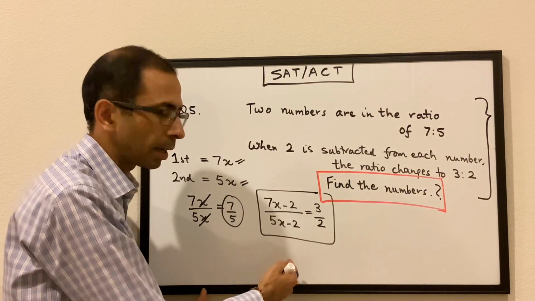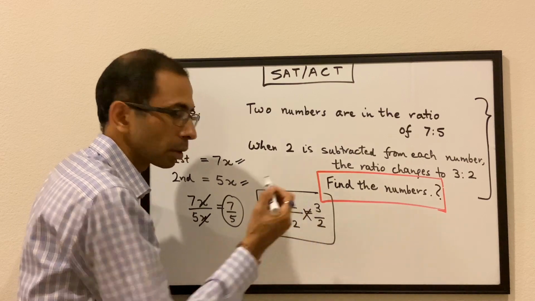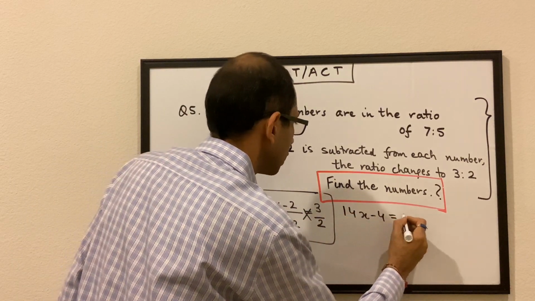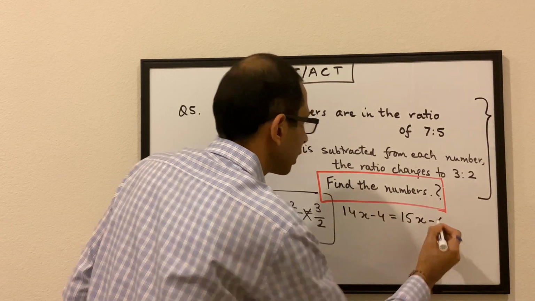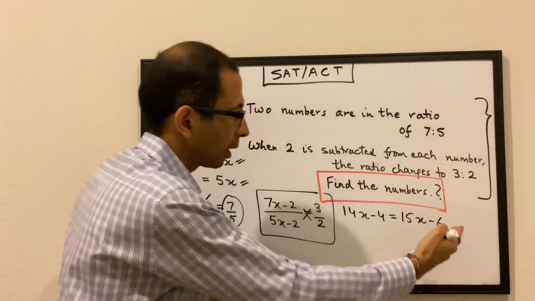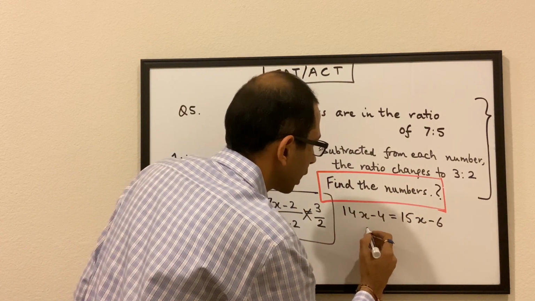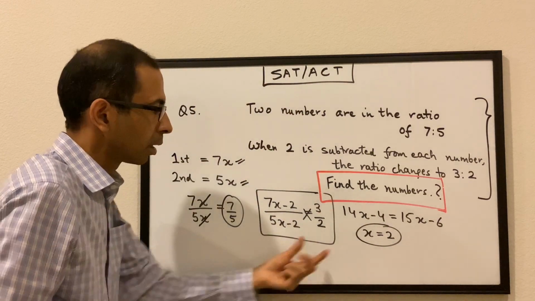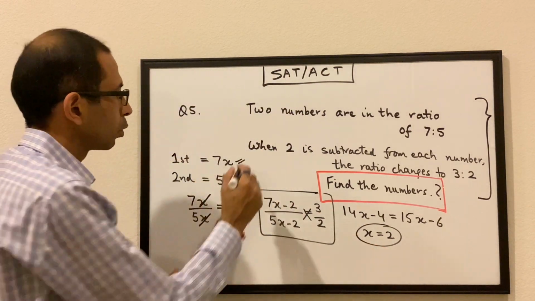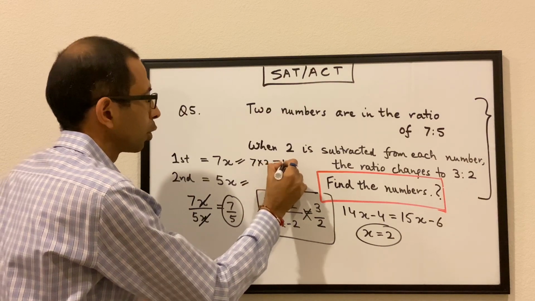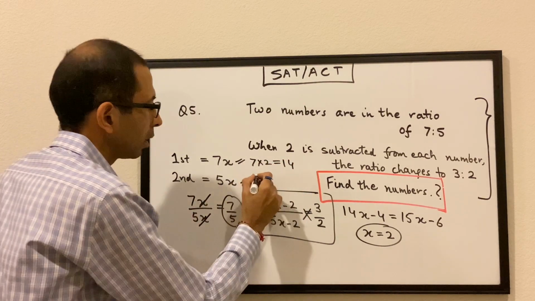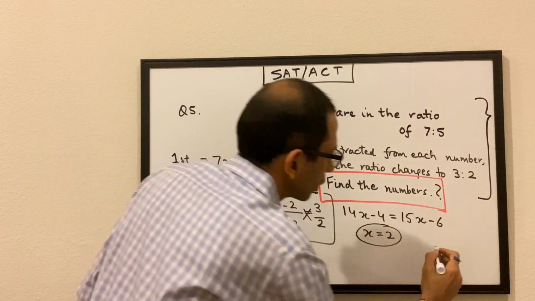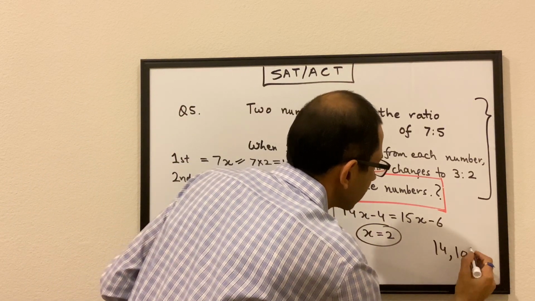It's a single fraction on the left, a single fraction on the right, so we can do cross multiplication and we get 14x minus 4 is equal to 15x minus 6. We bring x to this side and 6 to this side, so we get x is equal to 2, right? If x is equal to 2, then the first number would be 7 times 2, which is 14, and the second number would be 5 times 2, which is 10. So these are our two numbers, 14 and 10.